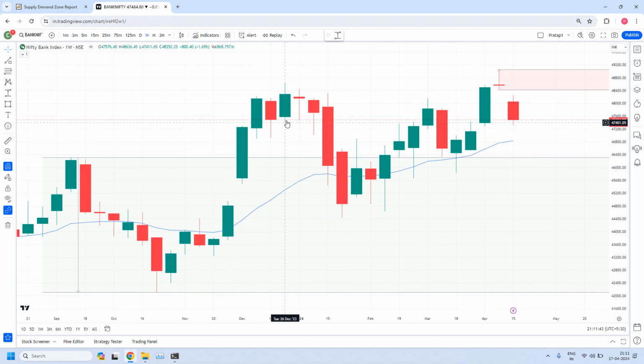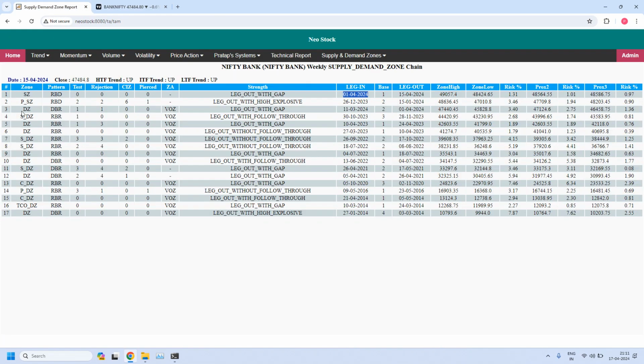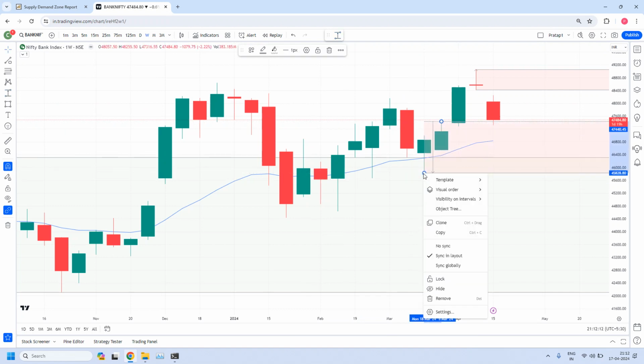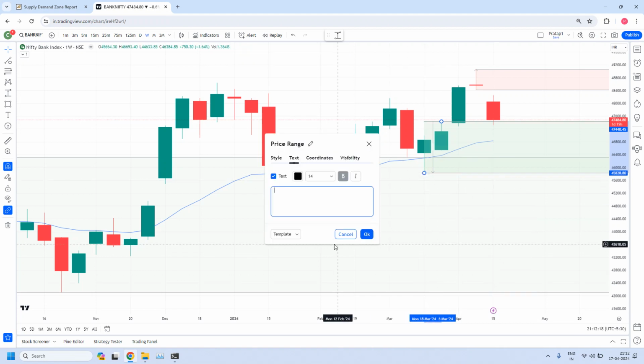We have another zone, somewhere here: rally, 2 base candles, drop. This is already pierced. So let us ignore this. Okay, then what is the next demand zone? The immediately available demand zone is on 11/3/2024. 2 base candles. This is the one. 11/3/2024, 2 base candles and a rally candle. So this is a valid weekly demand zone.